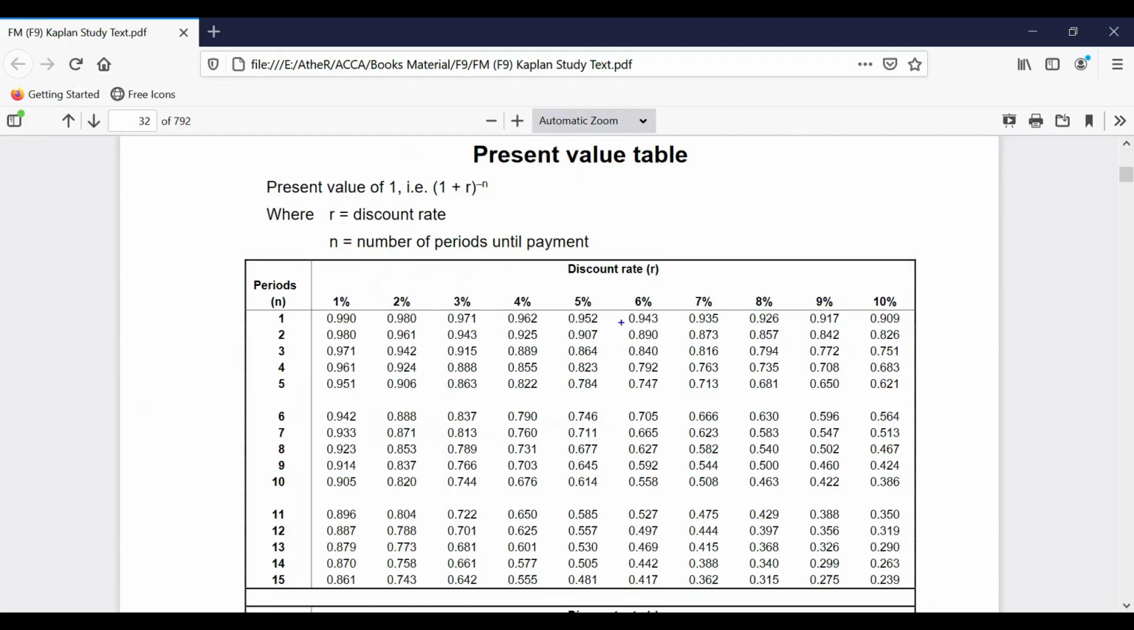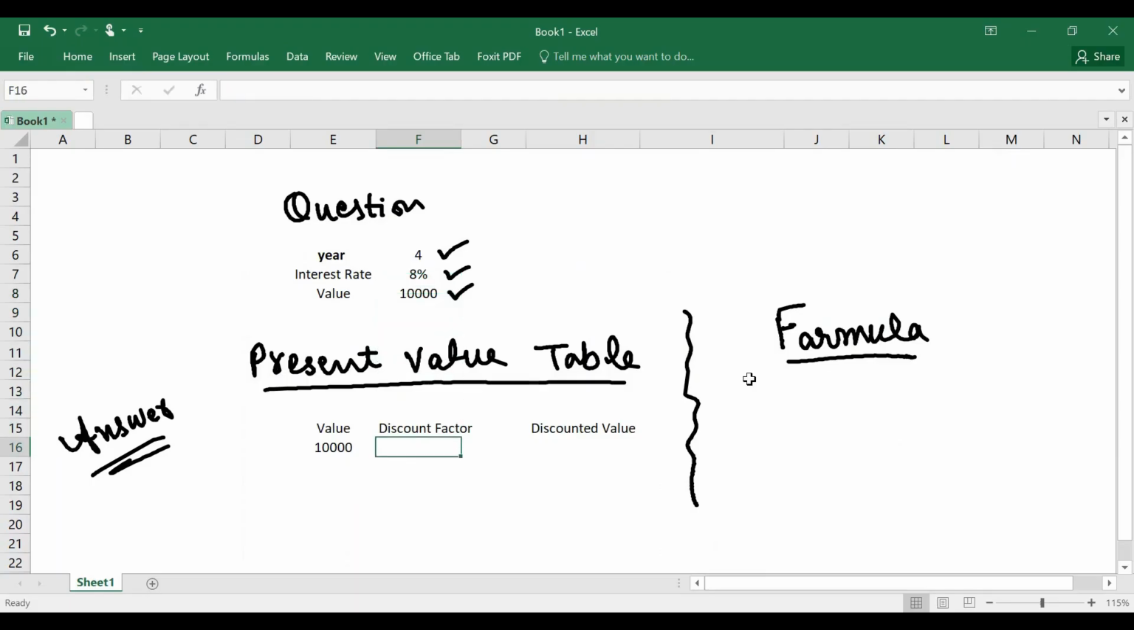So here we have 8% in our present value table, and we wanted to look for the specific year number 4, right? Because it's a single value, I will prefer to write it: 0.735. I will simply multiply it with 10,000. Here we have our answer.